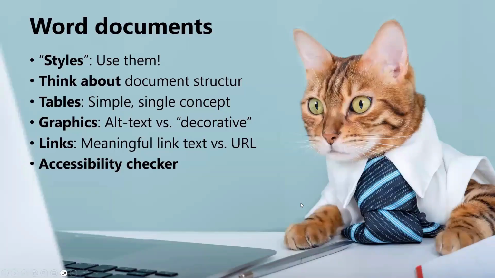All right, so to recap, for Word documents, you want to use those styles and other built-in styling tools like lists. That's probably the single most important thing for accessibility in Word. You want to think about the structural elements in your document. Keep tables simple, which we didn't have time to talk about today. Use alt text for graphics, use meaningful link text, and run that accessibility checker at the end.